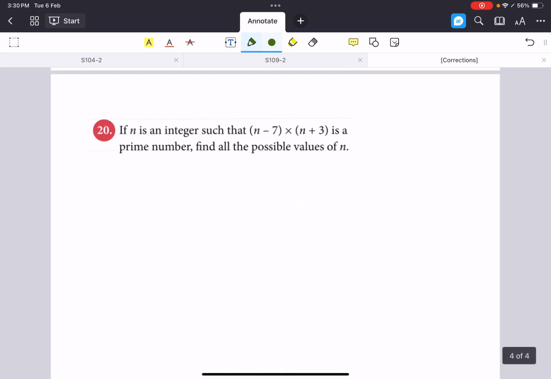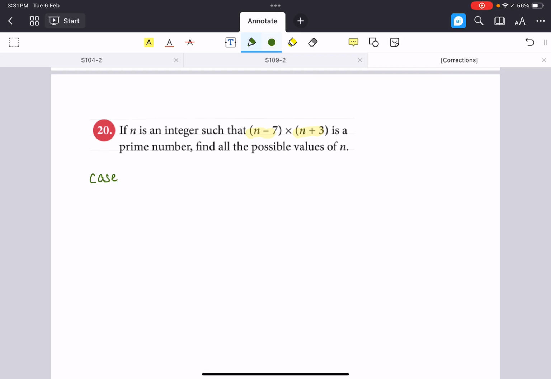Now, if n is an integer such that these two factors, each bracket is a factor, when they multiply together is a prime number, find all the possible values of n. So first of all, let's remind ourselves that prime numbers are natural numbers. That means they are all positive, right? There's no such thing as a negative prime number. So in this particular case, we could either have 1 times a positive number or negative 1 times a negative number. So we got two cases.